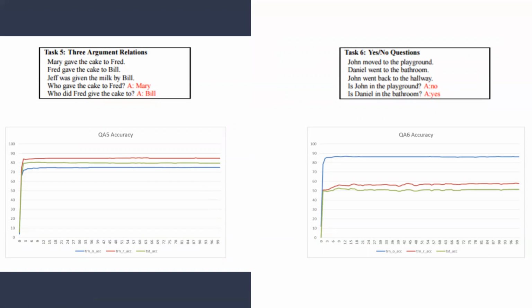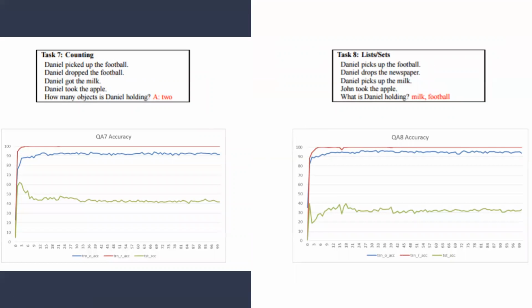Now the next is task 5, which consists of three argument relations. The sixth one was yes or no questions. You can pause and see the examples that are given. Also, you can see the graphs that we got for comparing the accuracies and performance of the model. Now, task 7 was counting, and task 8 was lists or sets. So now you can see the accuracies and the performance of the model.